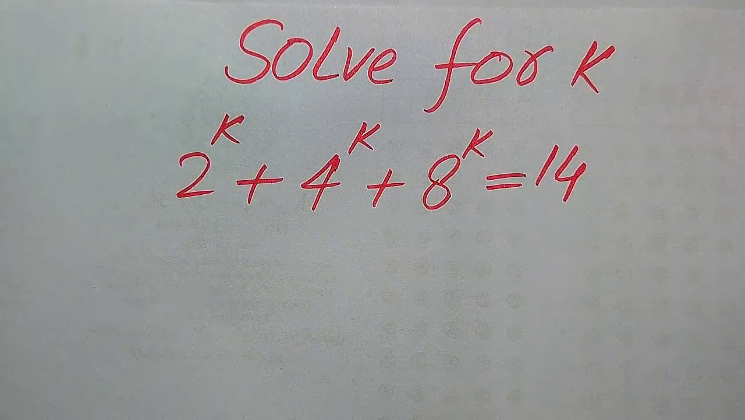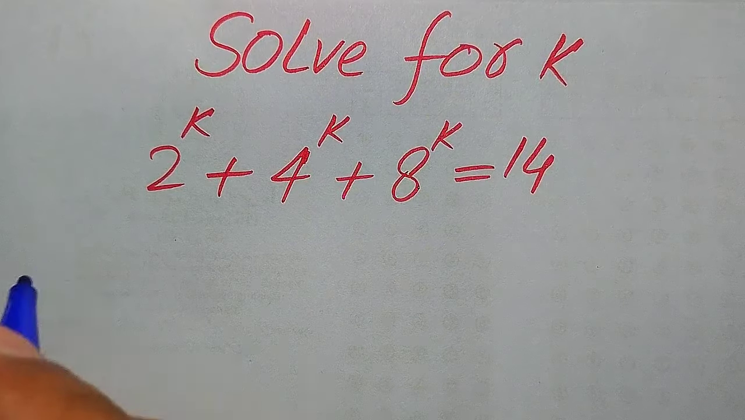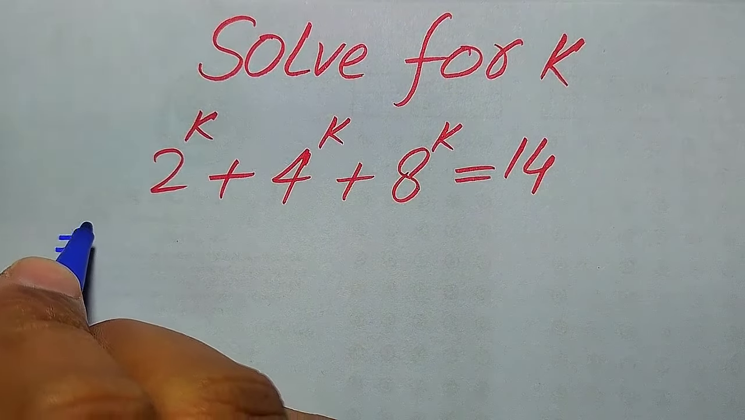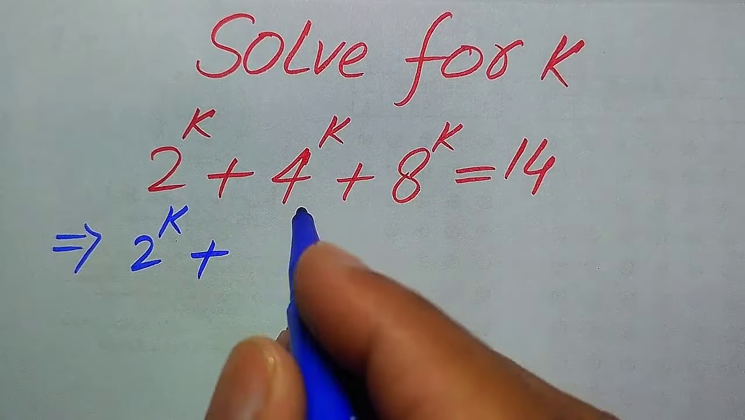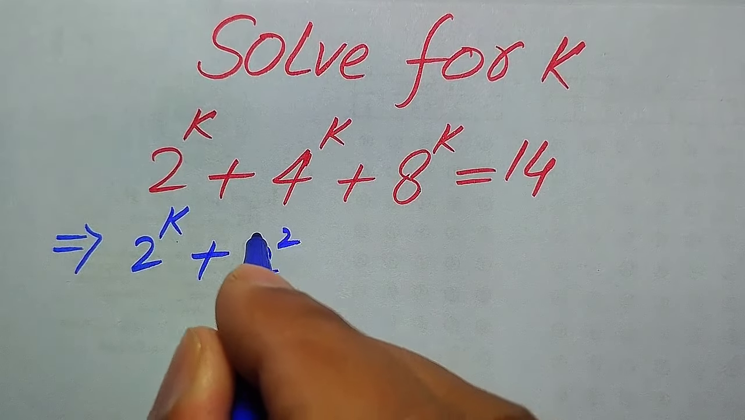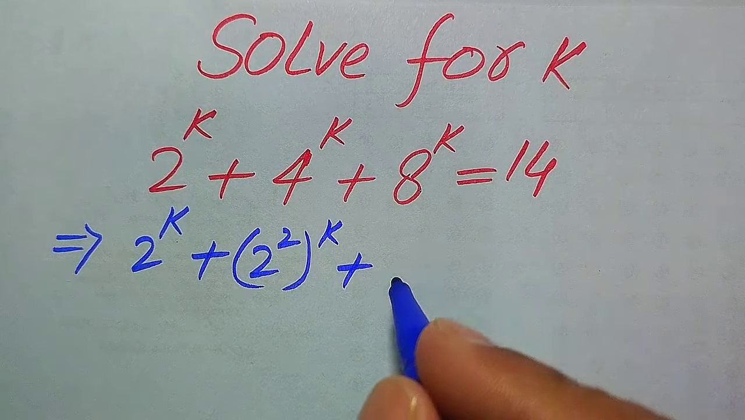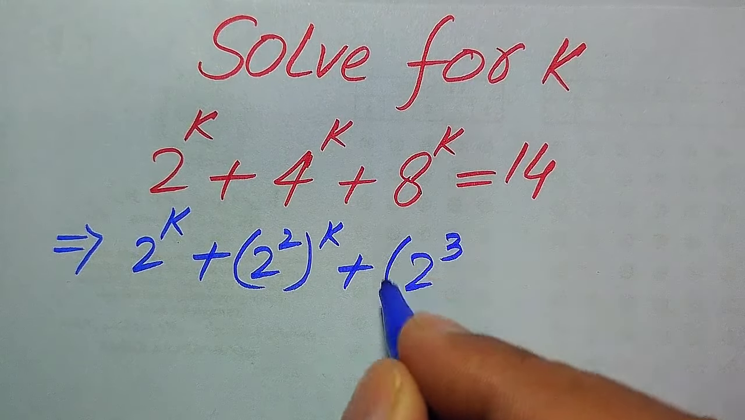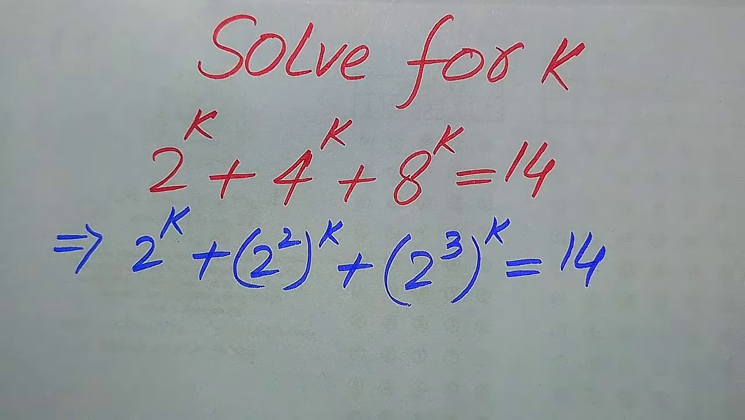So here first we need to convert this exponential equation into the cubic polynomial form. For this we rewrite this equation as 2 to the power of k plus 4, and we write 4 as 2 squared and its whole power k, plus 8, we write it as 2 cubed and its whole power k is equal to 14.